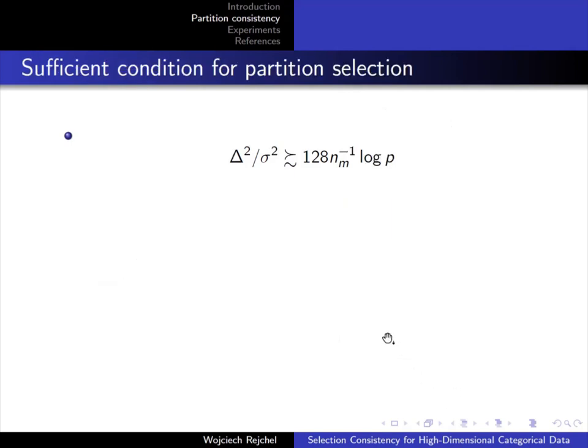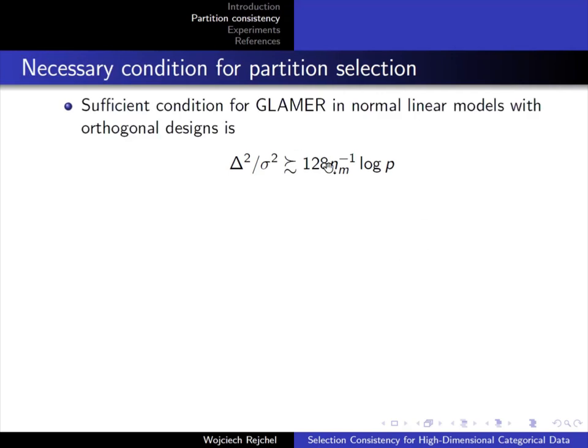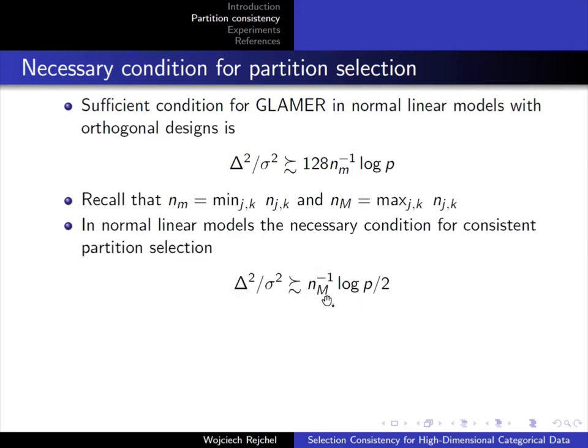Okay, so I think I do not have much time now, so maybe I will skip a few slides. It was the sufficient condition, but we have also compared it to the necessary condition for the partition selection, and the necessary condition looks like that. Obviously we have larger constants: here we've got 128, here we've got 1 second, but log p is exactly the same, and the second difference is that here we've got n capital M, so this is the maximum number per level.